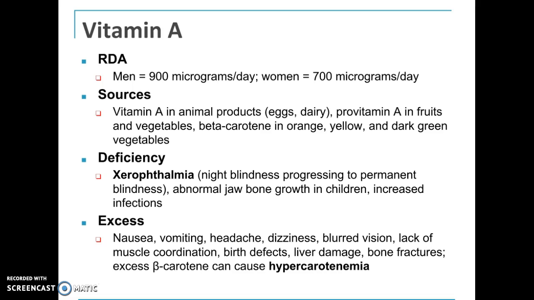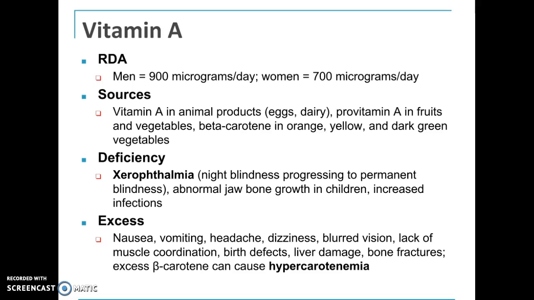Vitamin A RDA, 900 micrograms a day for men, 700 for women. Sources: vitamin A in animal products like eggs and dairy, and then also red, orangey, yellow type pigments, and also dark green vegetables will contain vitamin A in the beta-carotene form because the chlorophyll is blocking a lot of the orange and yellow pigments in there too.